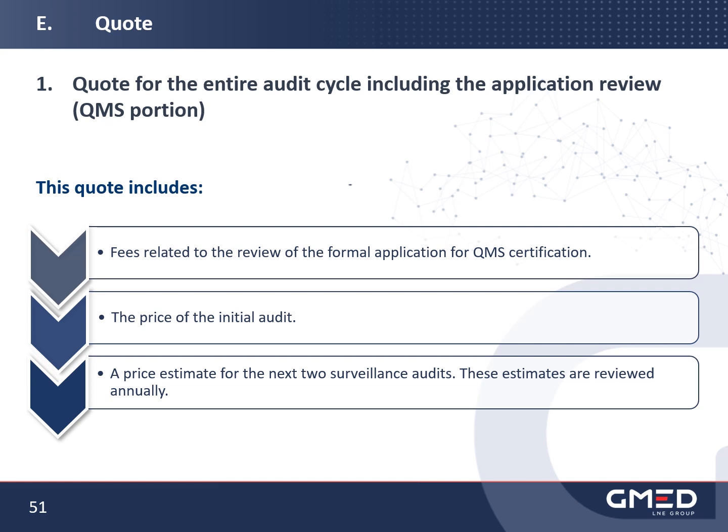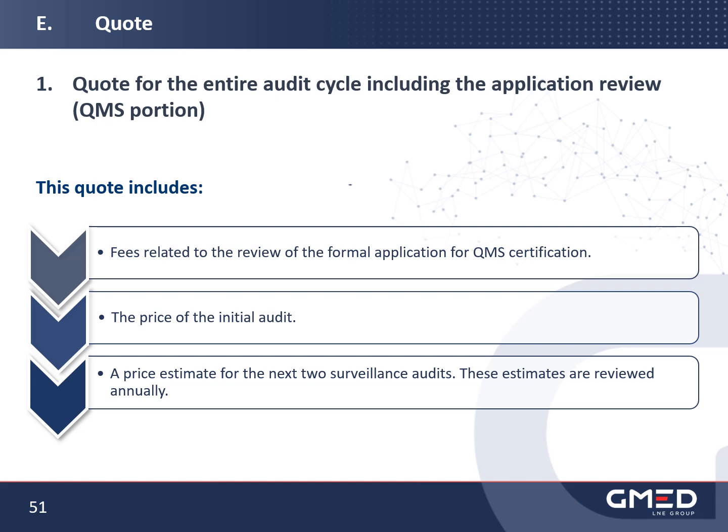These estimates are reviewed annually based on the output of the assessments performed during the first year, updated GMED pricing, and information and changes submitted by the manufacturer. The quotations therefore cover the services related to the quality management system audits over a period of 3 years, irrespective of the validity period of the EU Quality Management System certificates or EU Quality Assurance certificates, which may be up to 5 years. Please note that fees related to the review of the formal application for QMS part certification must be paid in advance.